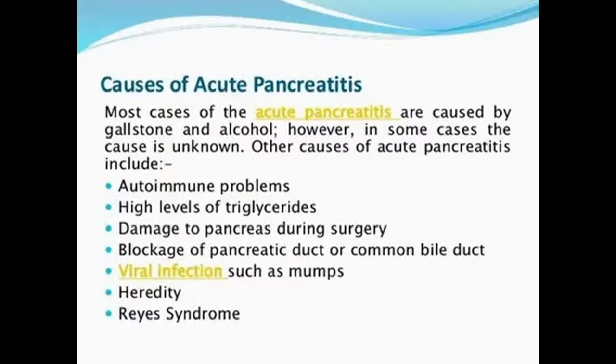In this slide too, you can see the causes of acute pancreatitis, and as I told you, the most common are gallstones and alcohol. Other causes are autoimmune problems, high levels of triglycerides, damage to the pancreas during surgery, blockage of the pancreatic duct or common bile duct, and viral infection, such as mumps.